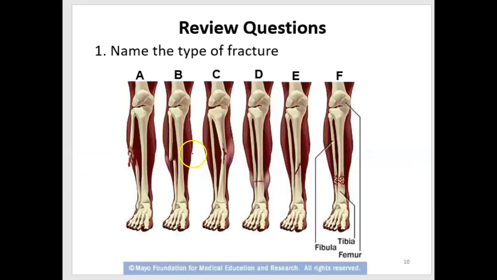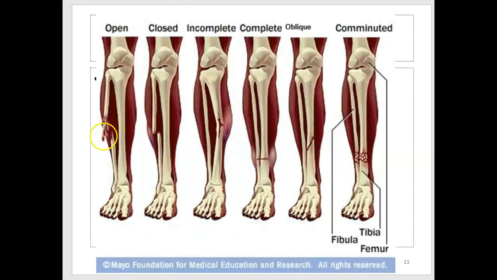Okay, let's do some review questions here. Name the type of fracture that you see in A, B, C, D, E, and F. And I'll go through the answers with you. This is an open fracture, right, or compound. The rest are all closed because you don't see any peeking through the skin.